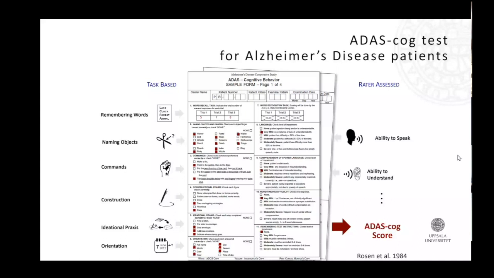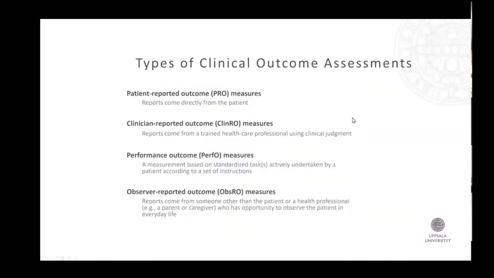So these are two types of clinical outcome assessments. We have also other types. We have patient-reported outcomes. This was a clinician-reported outcome measure and a performance outcome measure, so a combination of those two. There are also observer-reported outcome measures, in particular when the patient can't provide their own view on the symptoms or functionality. So these are different outcome assessments.